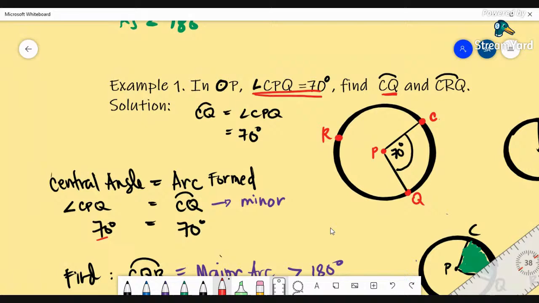Ideally, 70 degrees is less than 180 degrees. Therefore, we can say that arc CQ is our minor arc.